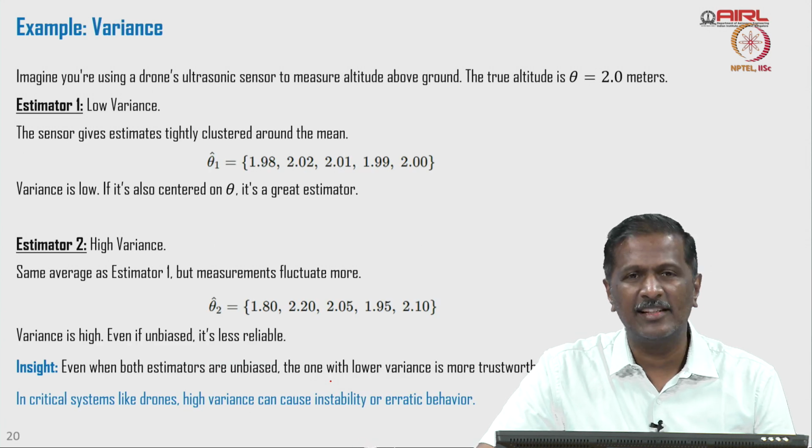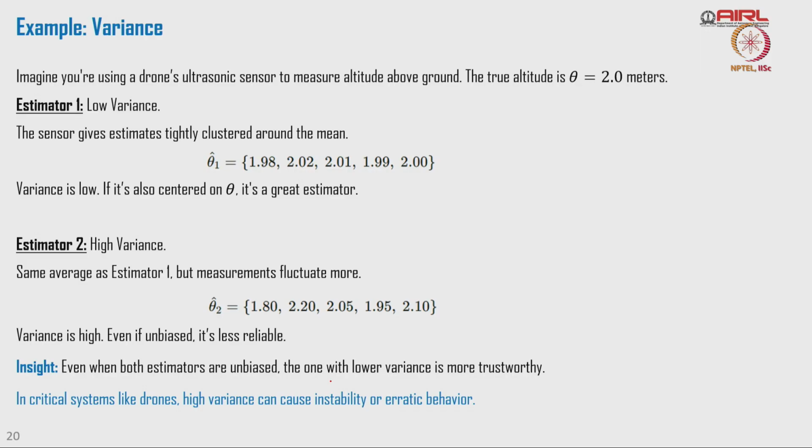Now let us look at the variance aspect of it. Same scenario, I am using an ultrasonic sensor. The true altitude is 2 meters, and I am measuring it continuously. Estimator 1 has a low variance. What does it mean? Every time it computes, it is close to the true value. For example, the estimates are 1.98, 2.2, 2.01, 1.99 and 2. You can see the variance is low. It is centered towards the true value theta, so it is a great estimator.